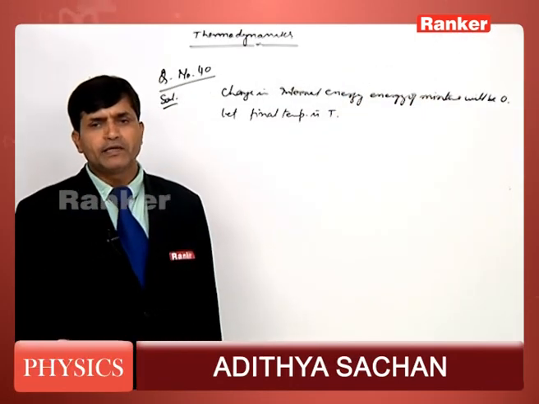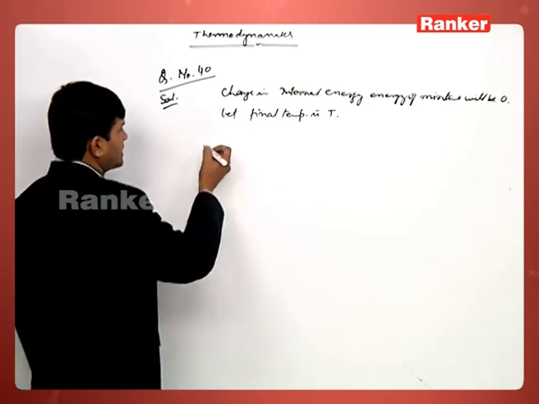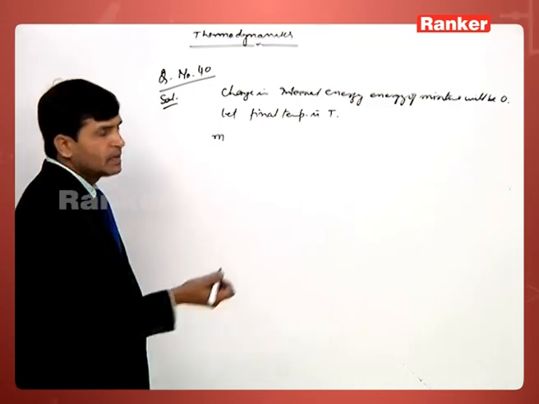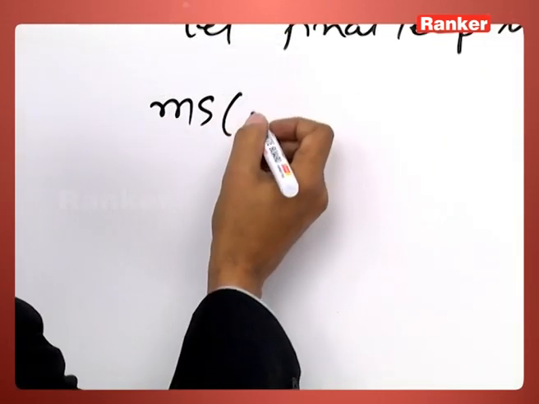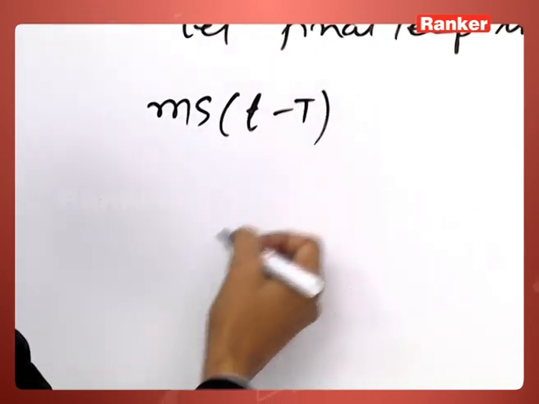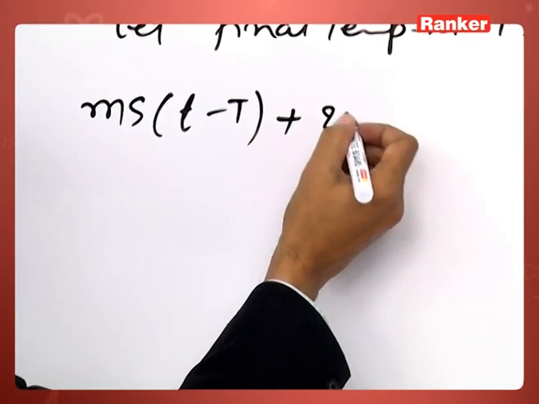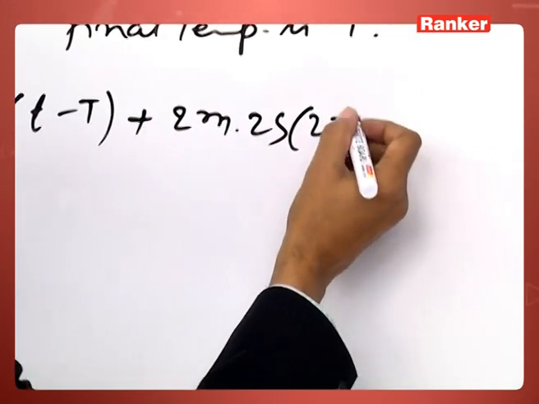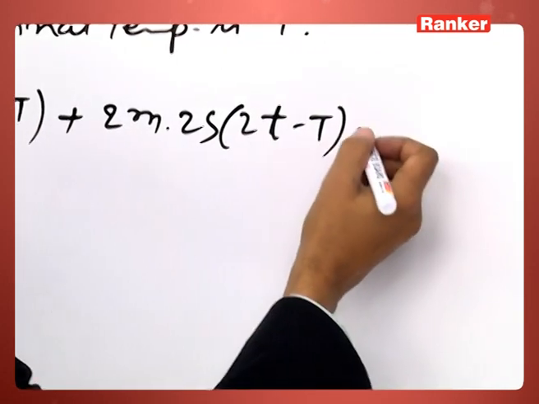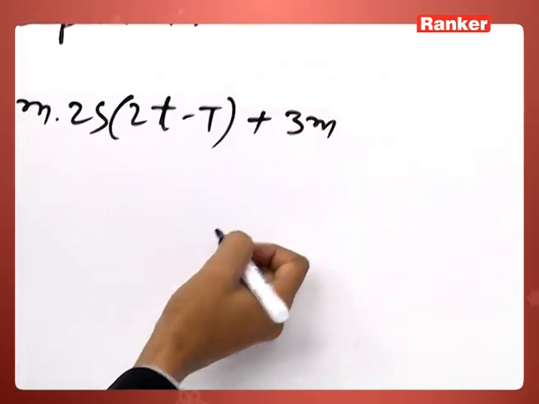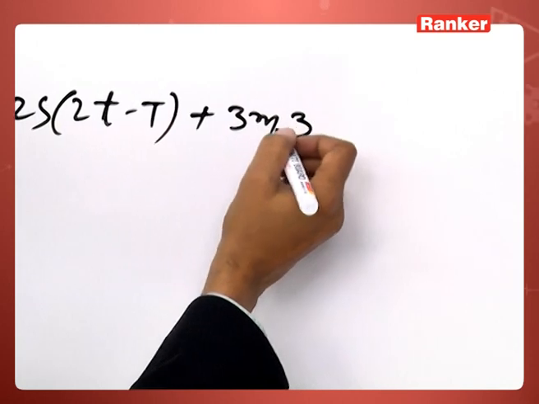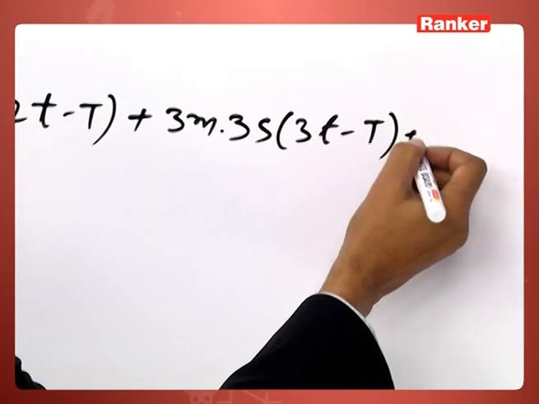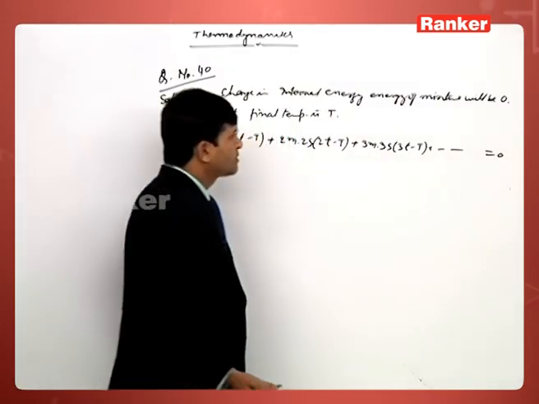So n number of liquids are there. So first m, specific heat S, delta T, T minus T. Next, 2m, specific heat 2S, 2T minus T. Third, 3m, 3S, 3T minus T. Likewise, we can say this is equal to 0.